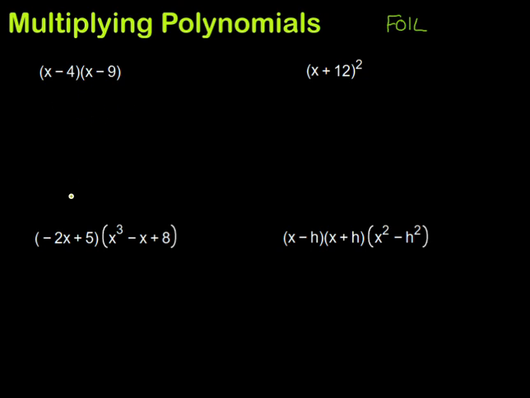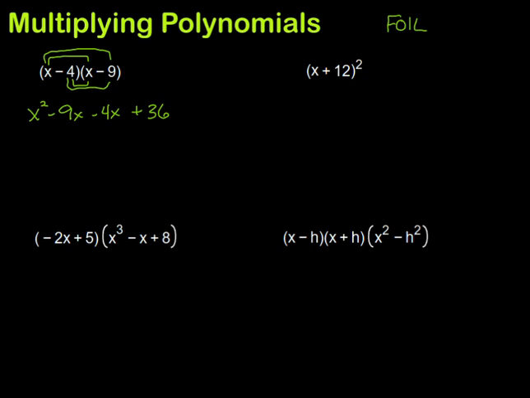And so let's go ahead and use that for this first problem that we've got sitting here. So we're going to take the first term, so x times x is going to give us x squared. Then we have x times negative 9. Remember, we got to keep that sign with what follows it. So that's going to give us negative 9x. Then we have negative 4 times x, and that gives us, of course, negative 4x. And then finally, negative 4 times negative 9 is going to give us positive 36.